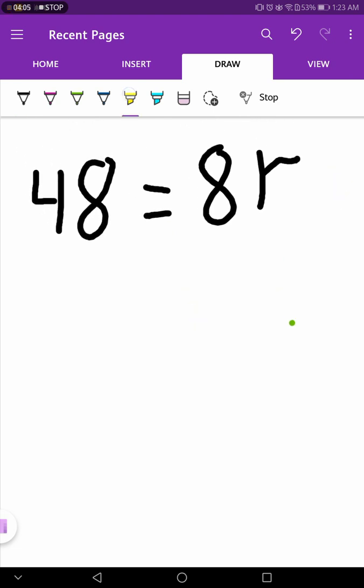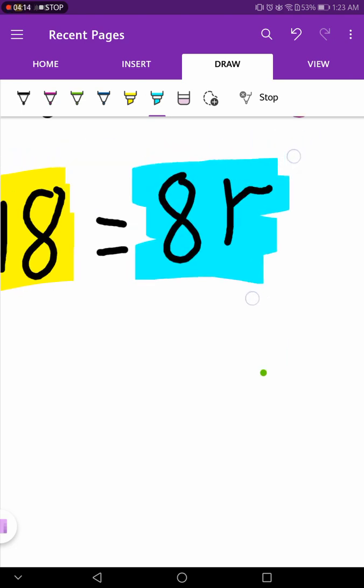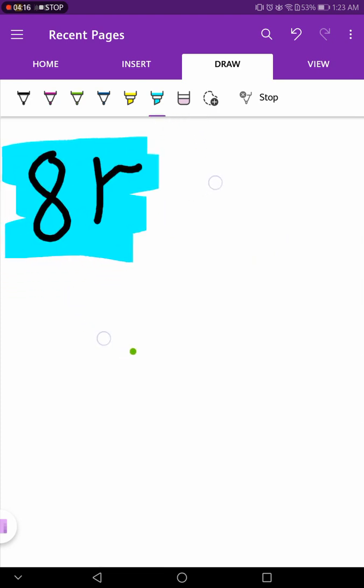Now again I have left side and right side, and move to the side that has a variable. It is 8 multiply r. Remember that the coefficient here of r is 8. How can I eliminate the 8? By dividing by 8.